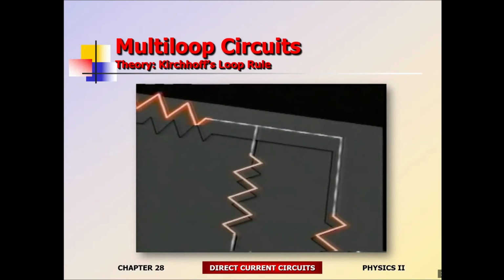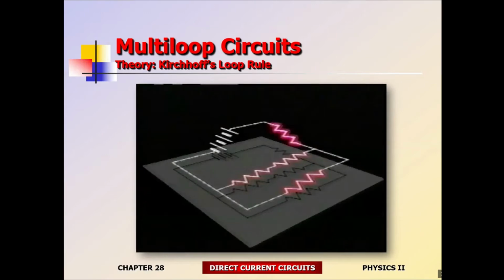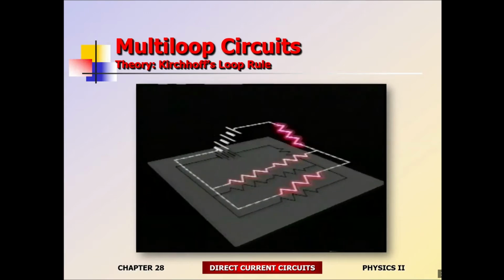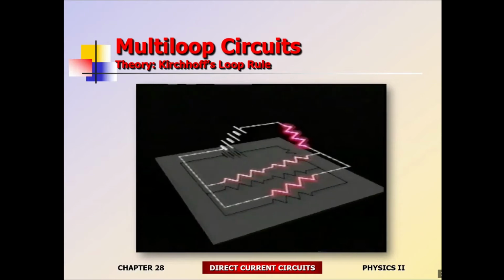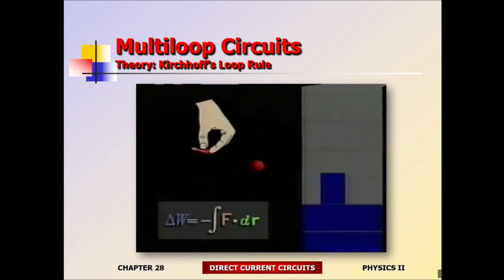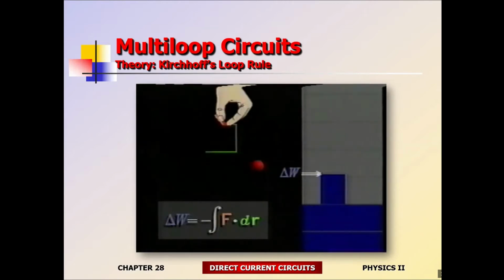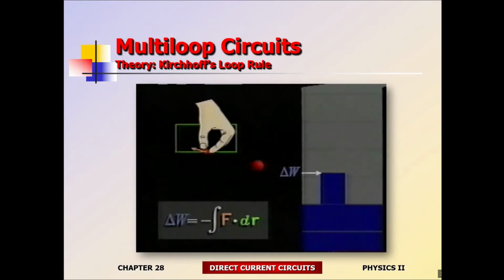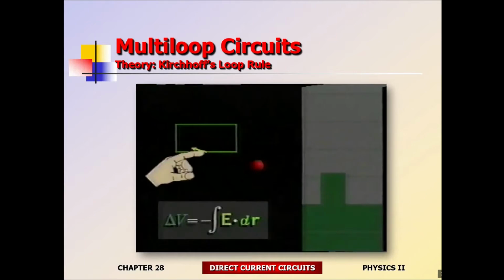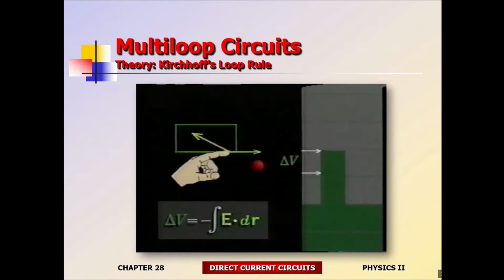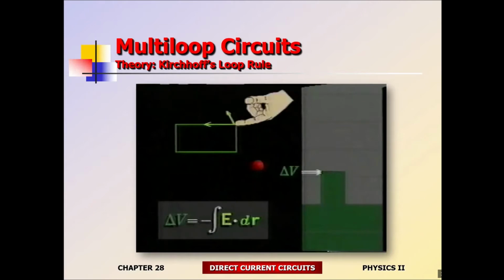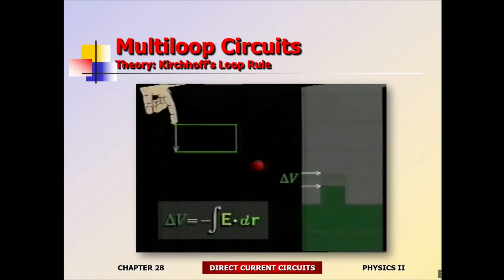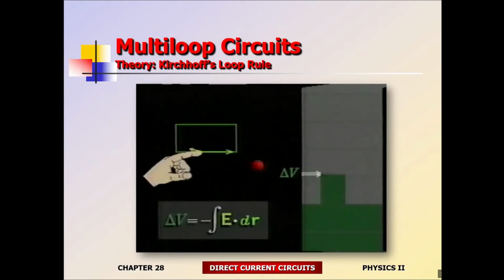Kirchhoff's other law expresses conservation of energy. An electric charge going around any complete circuit neither gains nor loses energy. Consider an electric charge in space, not confined to a circuit. If it's moved through space on a path that brings it back to its starting point, no net work is done. The electric potential, or voltage, may go up or down, but it always gets back to where it started, and the same is true inside the circuit.